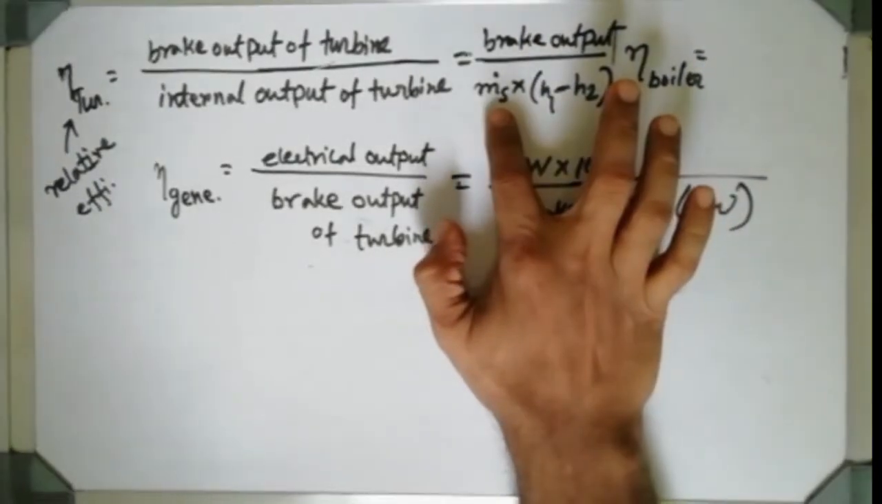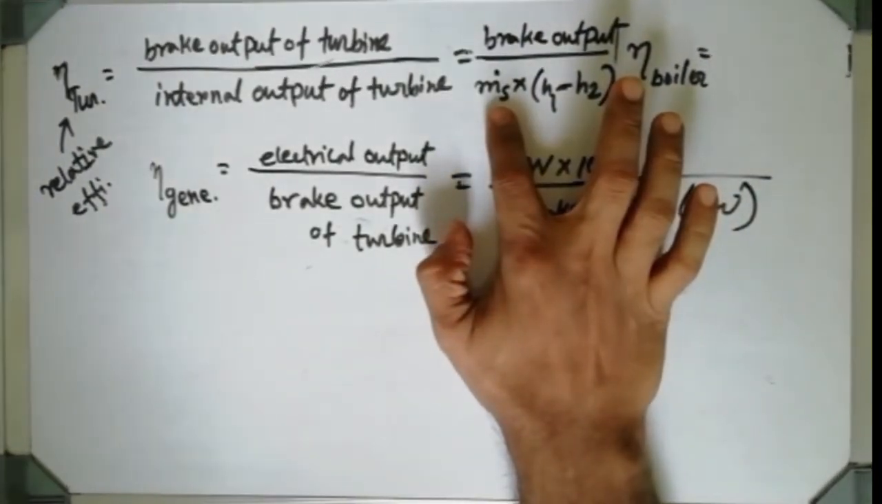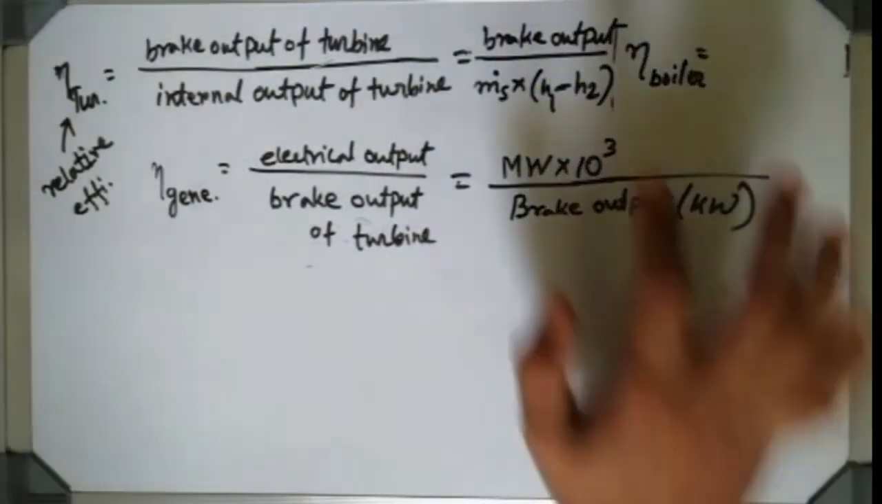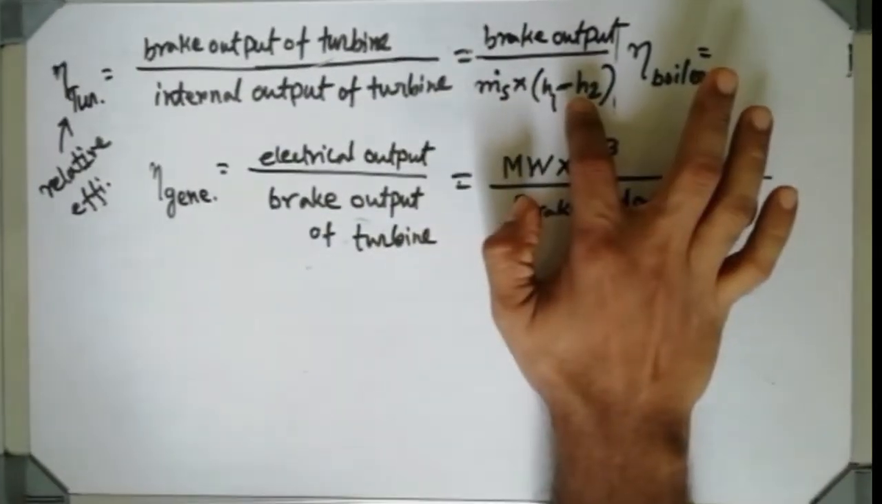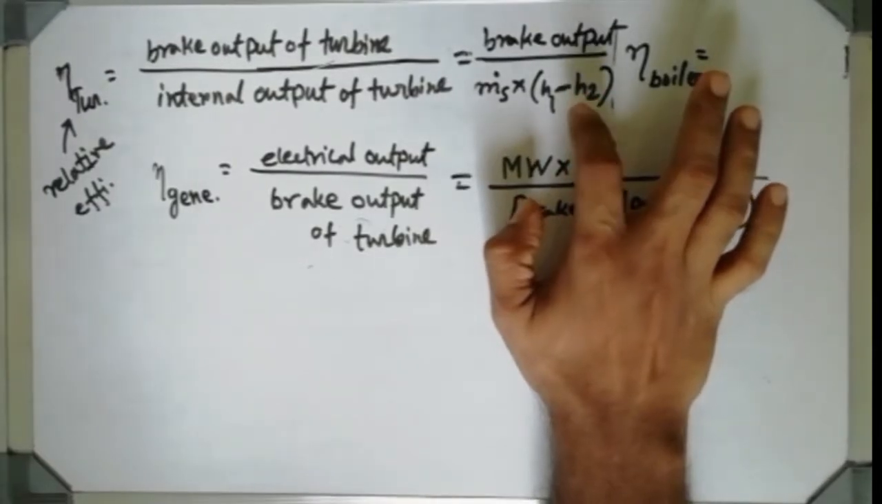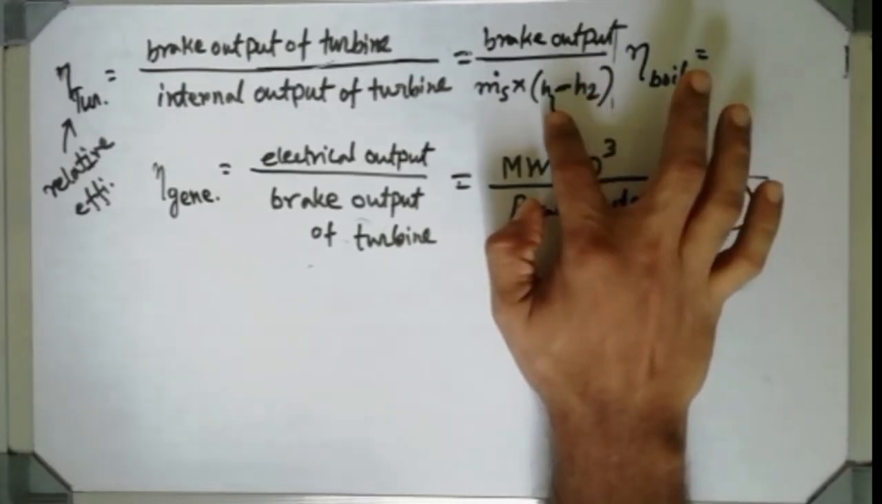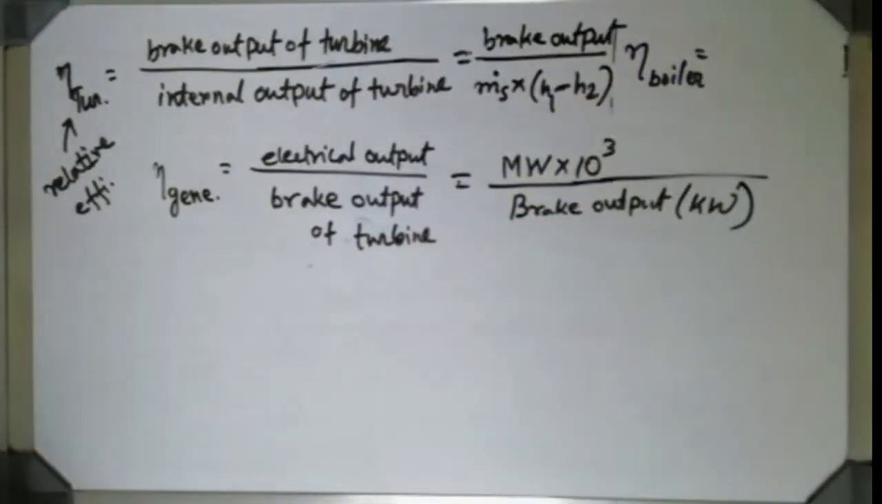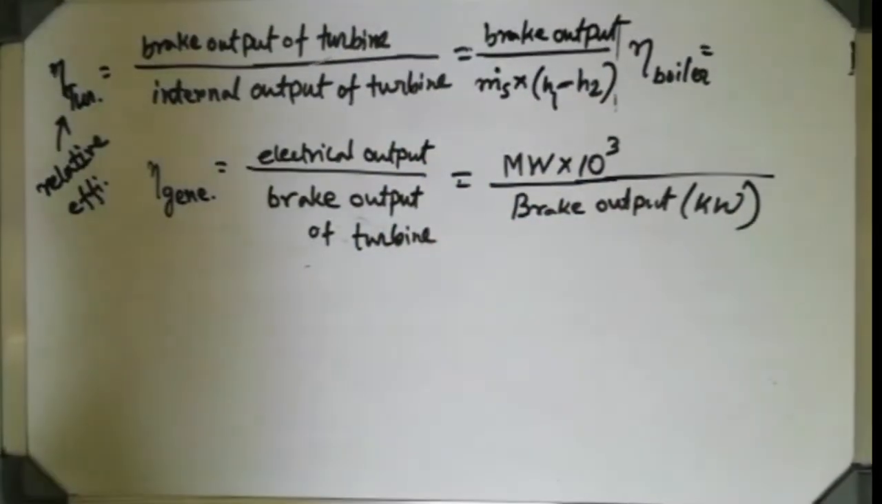M dot s is the mass flow rate of steam which you are supplying to the turbine in kg per hour, and h1 minus h2 is the change in enthalpy inside the turbine. You can see that Rankine cycle diagram. H1 is the enthalpy into the turbine, h2 is the enthalpy out from the turbine. See the diagram, h1 and h2.